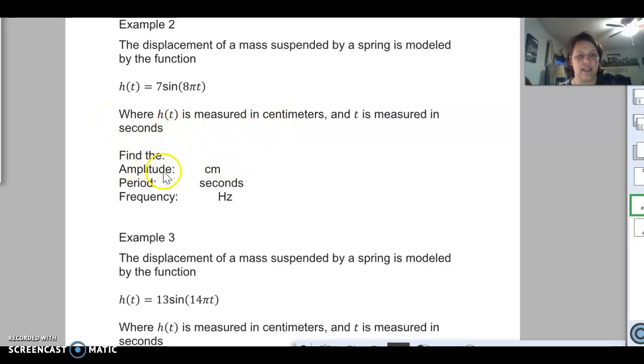We need to find the amplitude. Well, that's nothing new to us. We know right where to find our amplitude. Our amplitude is 7, and it's 7 centimeters. Our period, well, we know what b is. So because we know what b is, we can easily find our period. So p is going to be equal to 2 pi over b, which was 8 pi. So therefore our period is going to be 1/4.